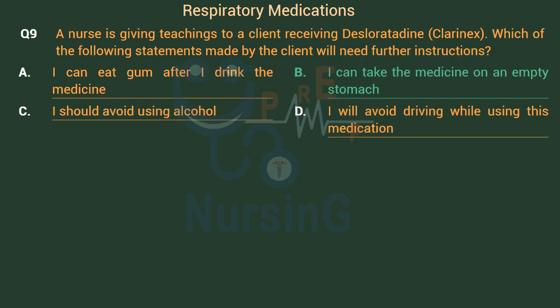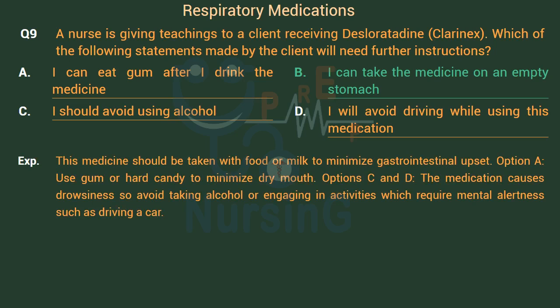I can take the medicine on an empty stomach. This medicine should be taken with food or milk to minimize gastrointestinal upset. Option A. Use gum or hard candy to minimize dry mouth. Options C and D. The medication causes drowsiness, so avoid taking alcohol or engaging in activities which require mental alertness such as driving a car.